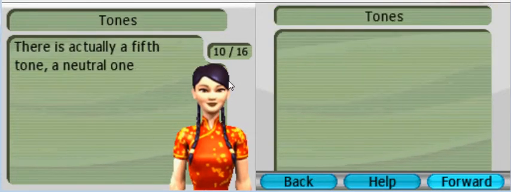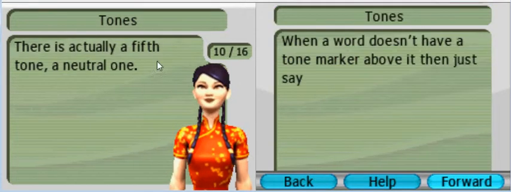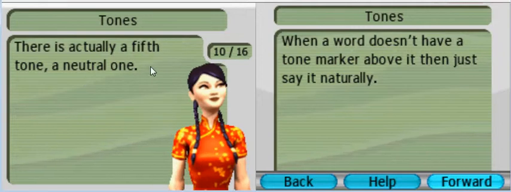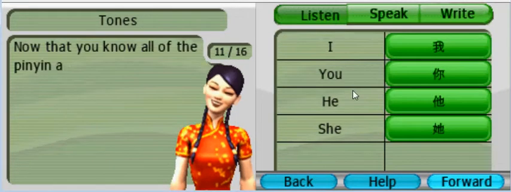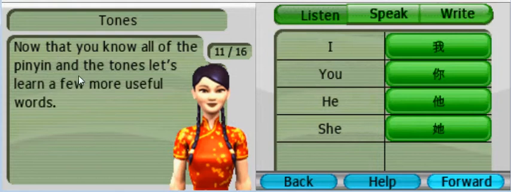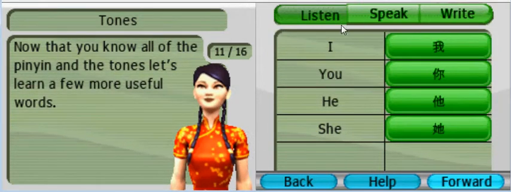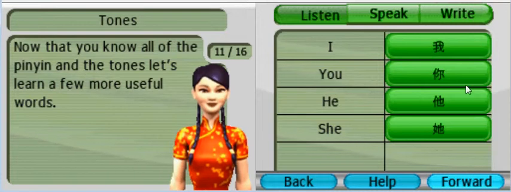This is difficult. There is a 5th tone. I know this one is a neutral one and it is used for questions. Now that you know all of the pinyin and the tones, let's learn a few more useful words. Yes, here we have pronouns. Wo, ni, ta, and ta.